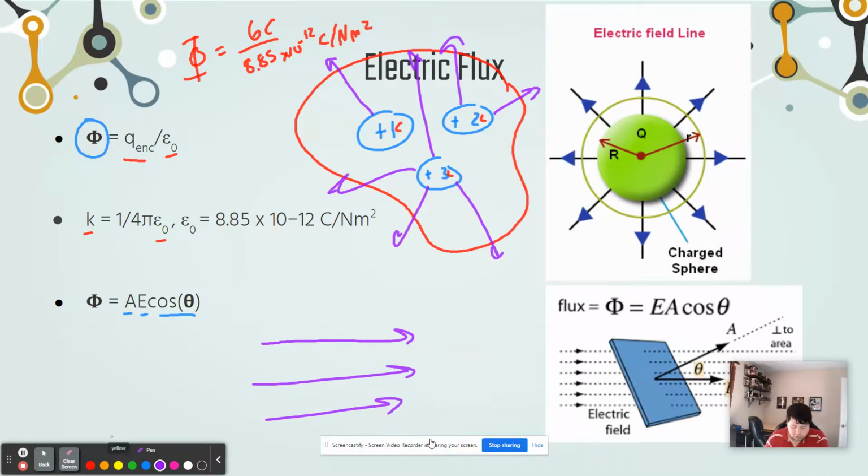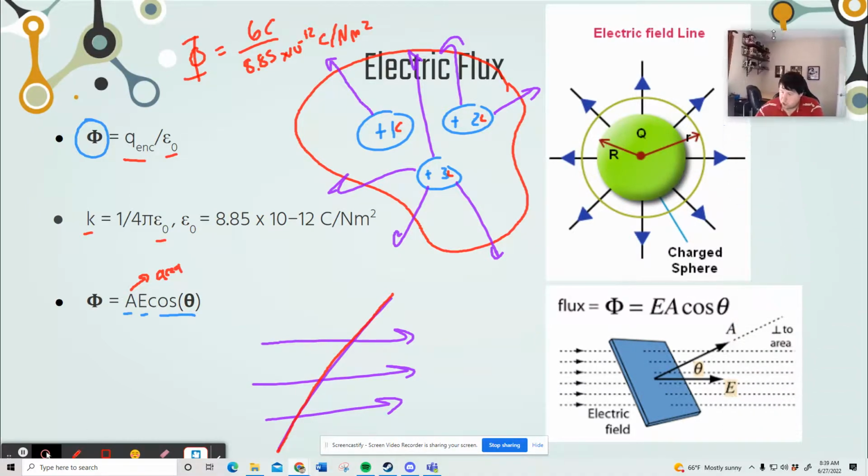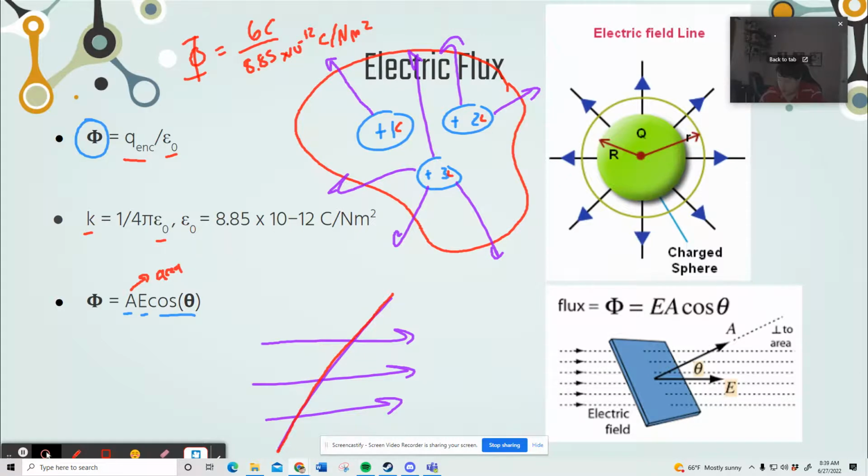Well, this equation is useful if I just say, I want to do that in red, here's my surface. What is the flux of lines through that surface? What you need to know: A is the surface area of that surface. E, of course, is your electric field strength. And theta is the angle in between the electric field and the line perpendicular to that surface, otherwise known as the normal line.